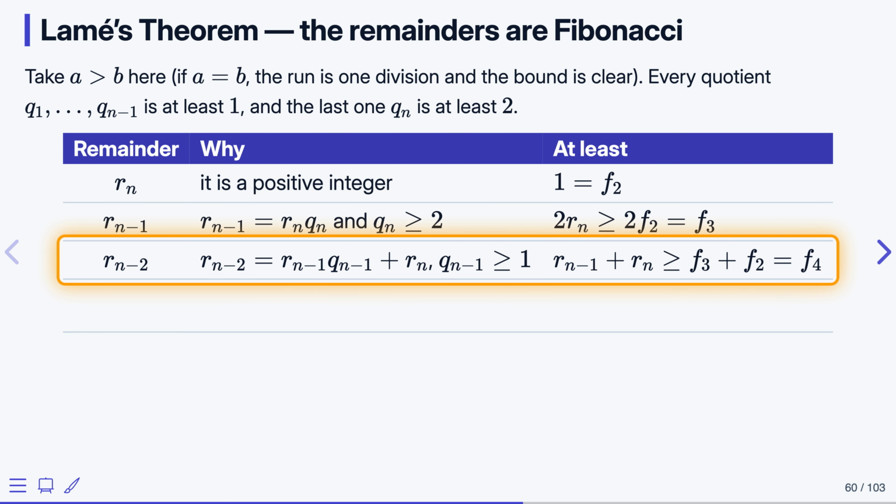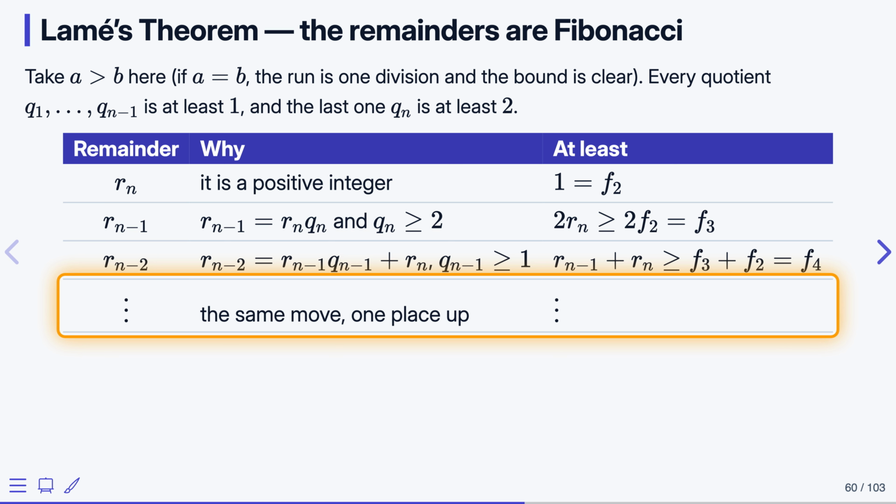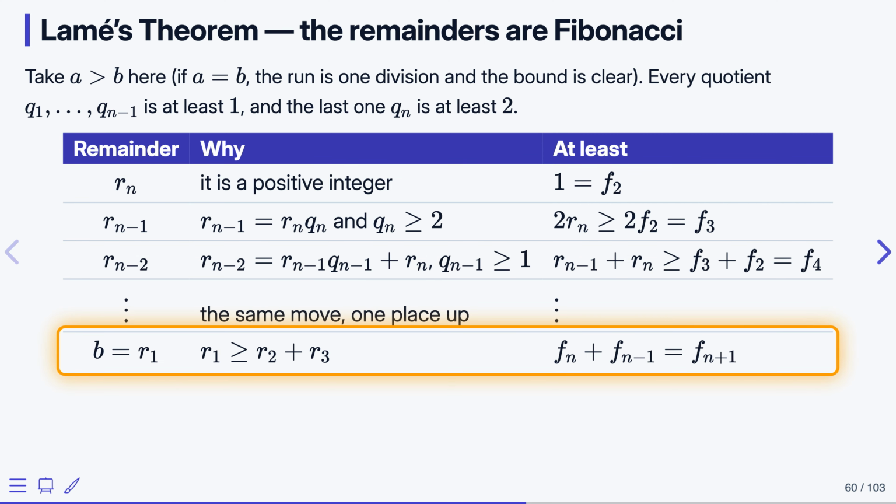Line 3. R sub n minus 2 equals r sub n minus 1 times a quotient of at least 1, plus r sub n, so it is at least the sum of the two below it, which is f sub 3 plus f sub 2, that is f sub 4. Each line up repeats the same move, and the Fibonacci index climbs by 1. At the top, b, which is r1, is at least f sub n plus 1.